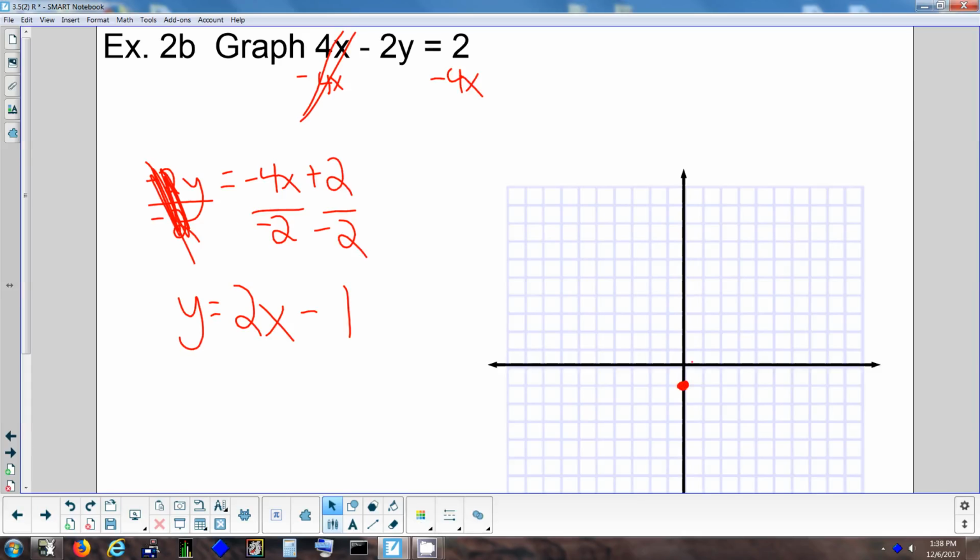What is the slope in this problem? 2. But I need the slope to be a fraction, so it needs to be rise over run. 2 over 1. Put it over 1, right? What does that mean to do? Sophia? Go up 2, and then to the side, to the right one. That's what 2 over 1 means. I just wrote it out for you guys.